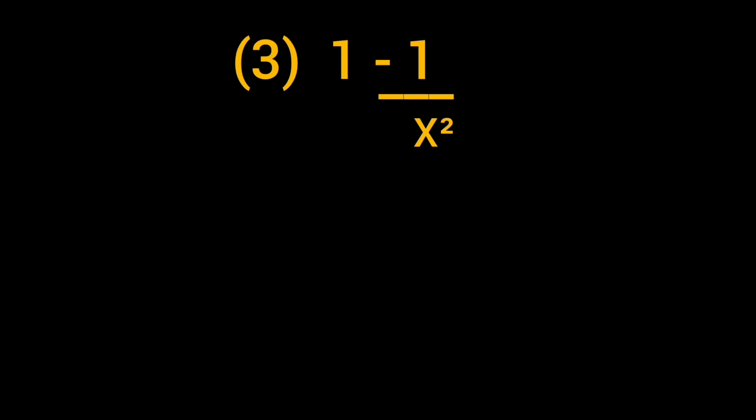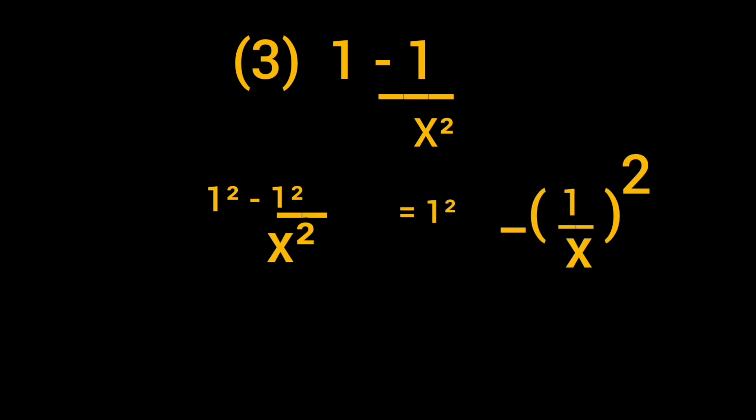The third question says we should factorize 1 minus 1 all over x squared. We can rewrite this expression as 1 squared, because 1 squared is still the same thing as 1 times 1, minus 1 squared all over x squared. We can rewrite this as what? 1 squared minus, open bracket, 1 all over x, close bracket, all raised to power 2. The 2 is for both 1 and x.